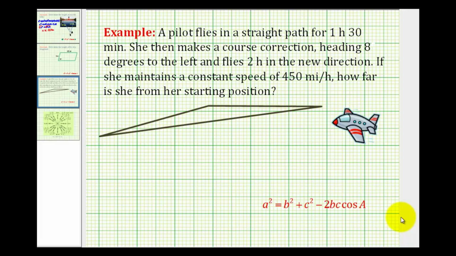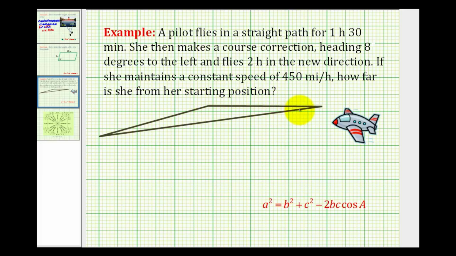Here's an application problem that can be solved using the law of cosines. A pilot flies in a straight path for 1 hour 30 minutes. She then takes a course correction heading 8 degrees to the left and flies 2 hours in the new direction. If she maintains a constant speed of 450 miles per hour, how far is she from her starting point?